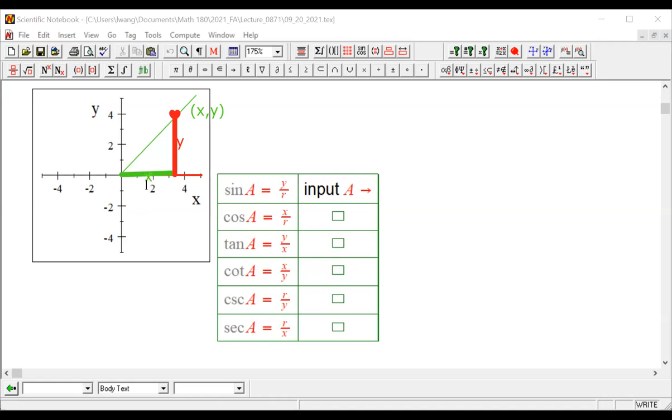Can you guys see the X? And what is the R? This piece is R. The hypotenuse is R. You can see that stage set. Do you guys see that stage set? Every symbol is specified clearly.